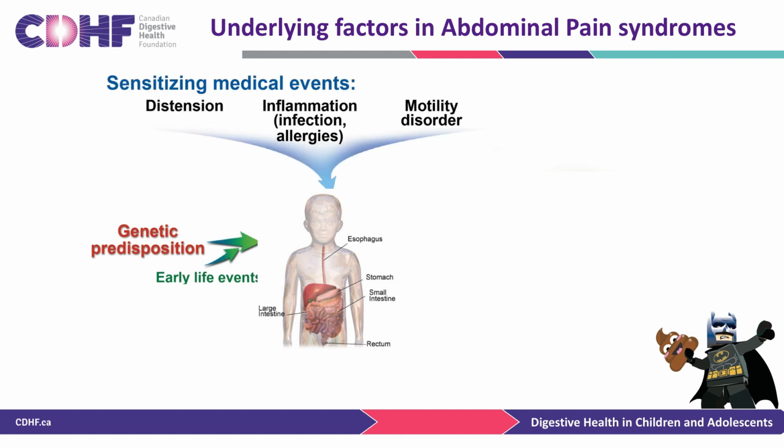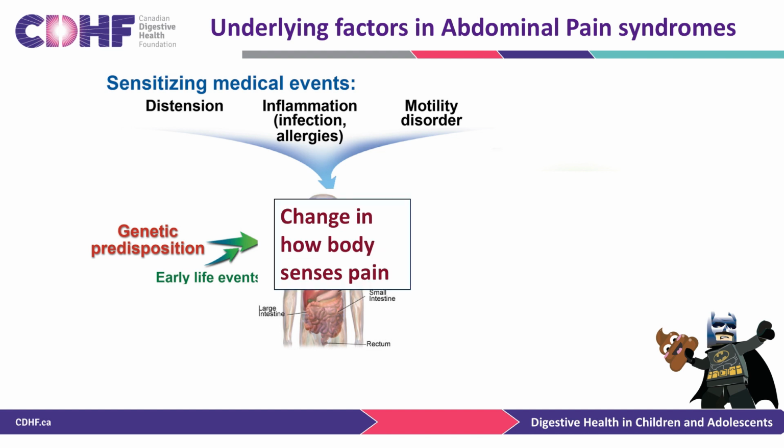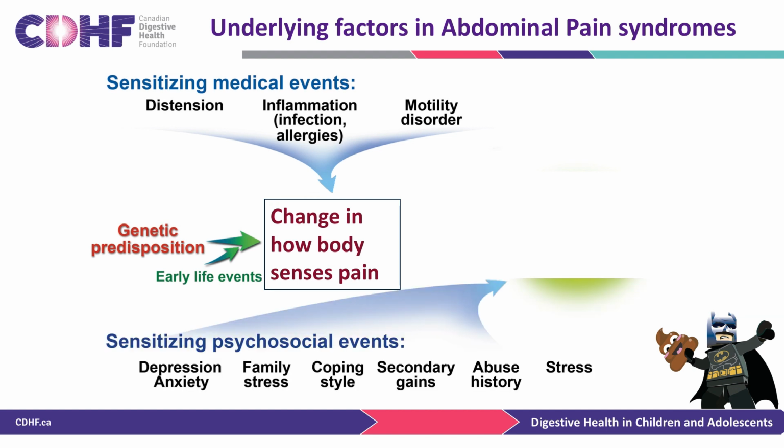There can be sensitizing medical events that can happen. So for example, we know now that infections can be associated with the development of functional abdominal pain syndromes. Distension of the bowel, or if the bowel's not working properly, these can come into play and change how the body senses pain in the abdomen. And there may also be sensitizing psychosocial events as well. There may be depression or anxiety, family stresses, how the child copes. There may be some secondary gain for having these symptoms, and stress.